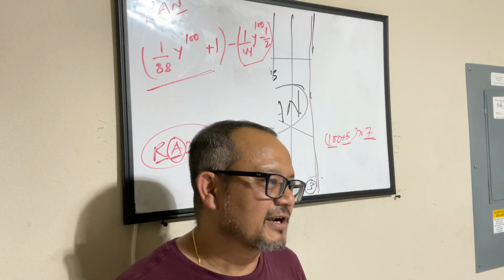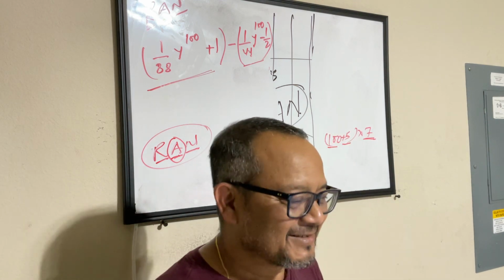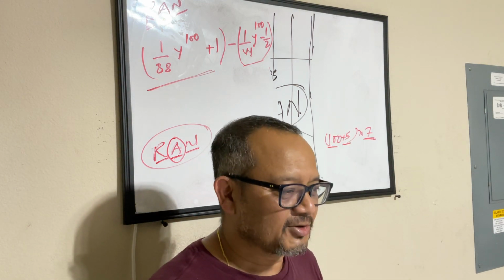I wish I had a teacher like you when I was small. I would have been a better student then. Very well explained, beta. Okay.